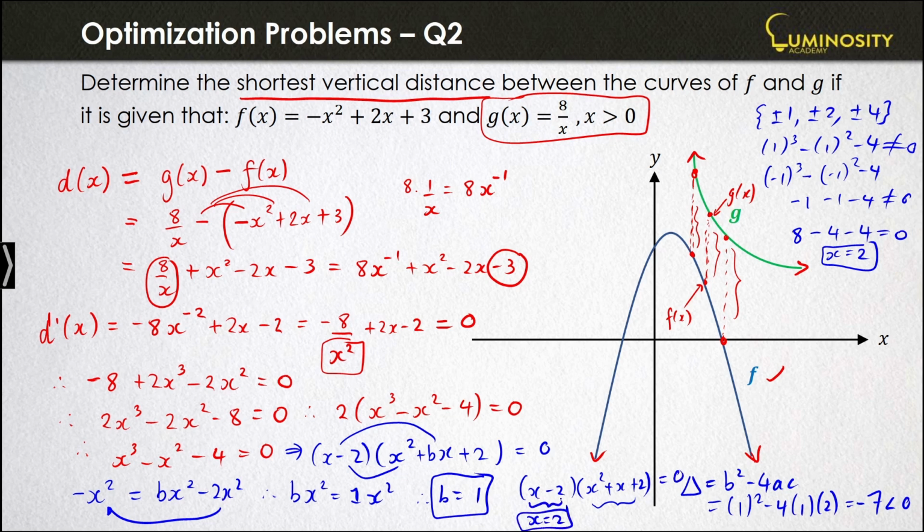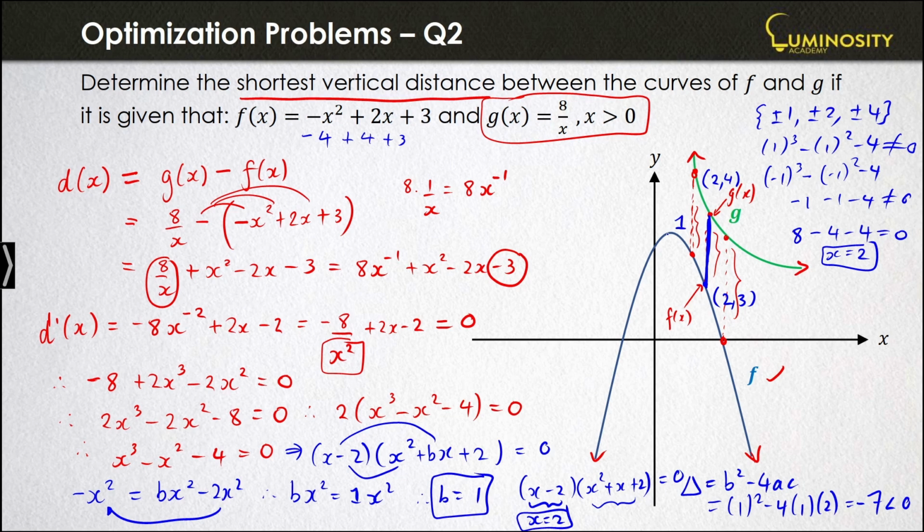So at x equals 2, what do you have on the green graph? Well, 8 divided by 2 is 4. And then on the blue graph, when you put in 2, what do you get? It's going to be negative 2 squared, which is 4, plus 2 times 2, which is 4, plus 3. So that's going to give you 3. Okay, so the distance between 4 and 3 is just 1 unit here. So the shortest vertical distance between these two curves is 1 unit. Okay, and that'll be the shortest distance.